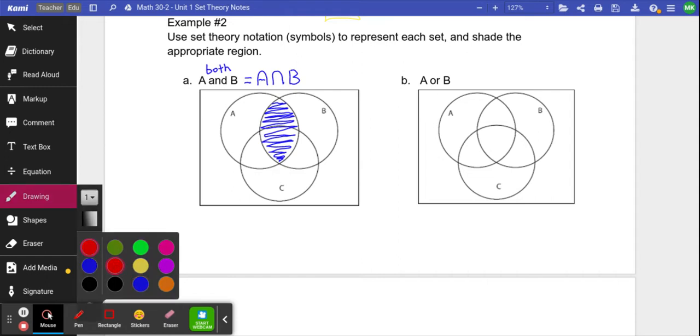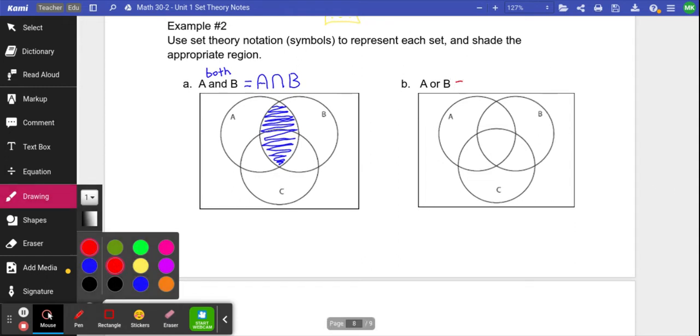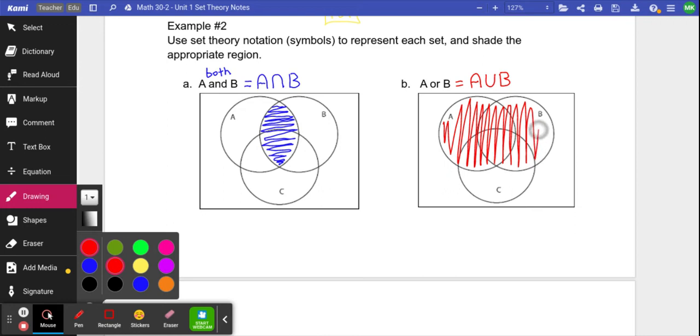Question B, A or B. If we write that in set theory notation, that's A or B. That means you could be in circle A, or you could be in circle B, or you could be in both circle A and B. Or is like a union of sets. You're adding 2 sets together. You're connecting them. So if I was to shade it, I'm shading everything in A. I'm shading everything in B. Even the stuff that's in C, because C doesn't matter at this point. I'm just shading the things that are in A or B. I'm adding those two groups together.